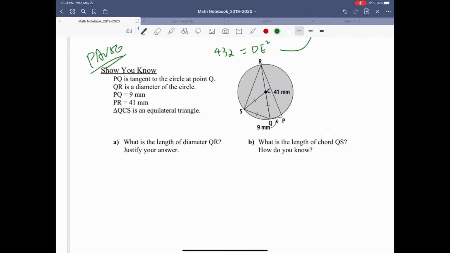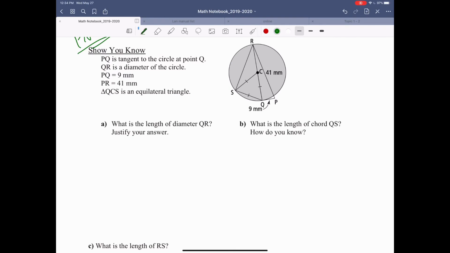Okay, we got the diagram here. Everything is labeled for you. It's really similar to the previous question, okay? What's the length of diameter QR? This one here, Pythagorean theorem. Okay, so basically, you know this is a right triangle, so 41 is the hypotenuse, equals 9 squared plus RQ squared. Just have to solve it now.